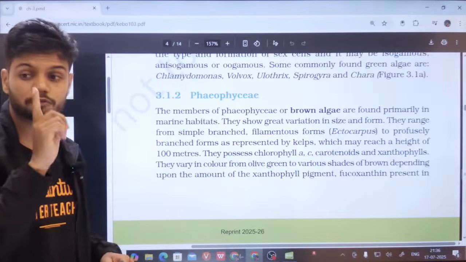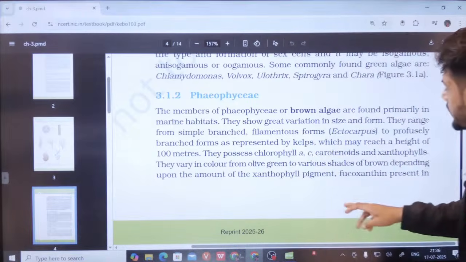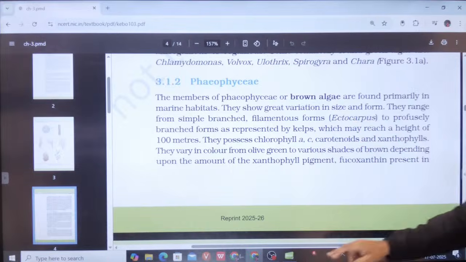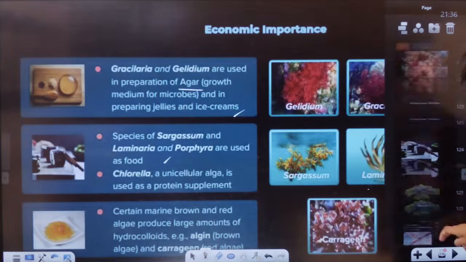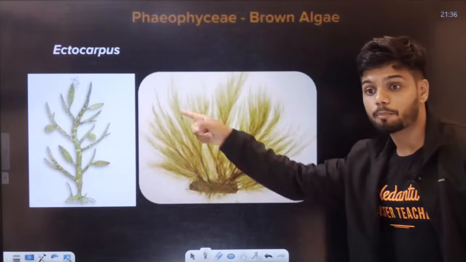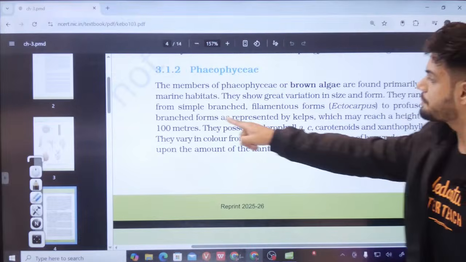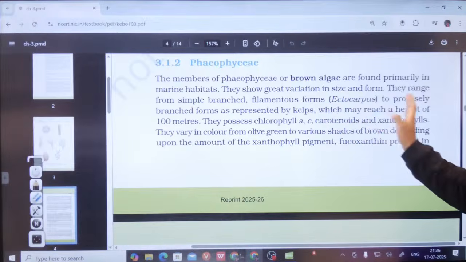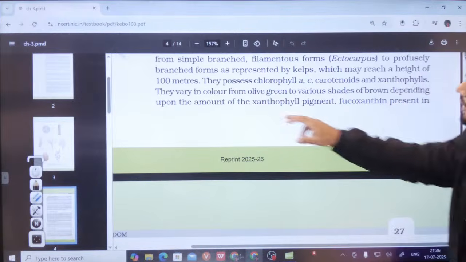Ectocarpus. Remember, I showed you the photo of Ectocarpus, students. Ectocarpus was profusely branched. If you go back to the image I showed you, see the branching of Ectocarpus. Profusely branched forms. Ectocarpus is filamentous, and giant kelp is also very large, with heights of 100 meters.